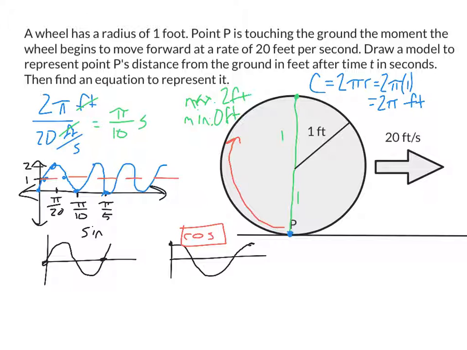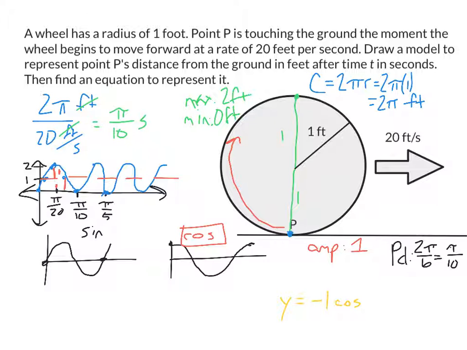As it is, cosine normally starts above the midline, but we're starting below, so we're actually going to have to do a negative value for cosine instead. Now, my amplitude, since I'm only up 1 unit and down 1 unit, is simply 1. So when we write this equation here, I have y equals negative 1 times cosine. We have to figure out what our period would be, and so normally our period is found by doing 2 pi over b. Well, we know what our period is. We know it's pi over 10.